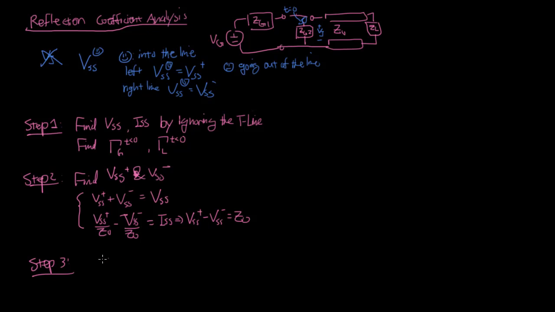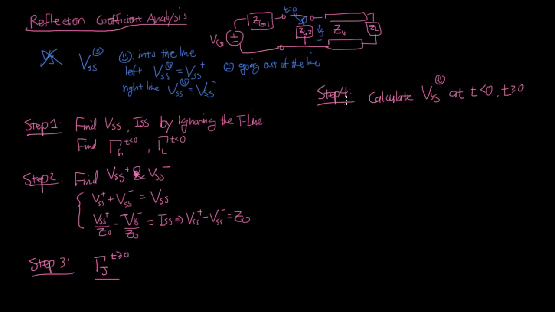The other thing that we have to calculate is that at the junction, once you change the switch, the reflection coefficient is going to change. So we find the new reflection coefficient. And then after that, we're going to calculate VSS smiley face at t less than 0 and t greater than or equal to 0.